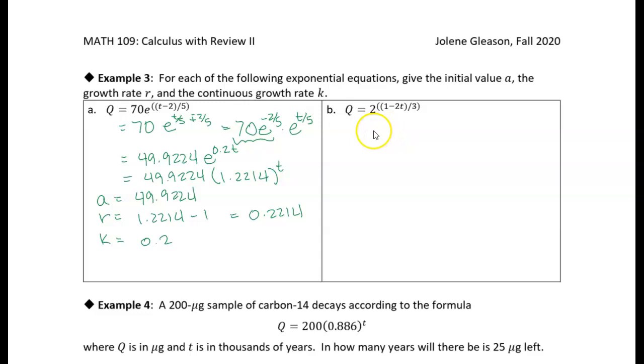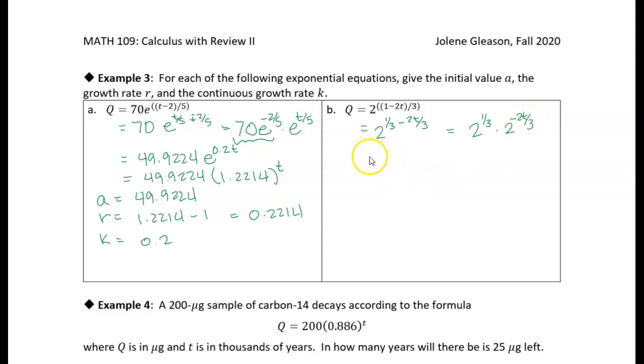All right, so we're going to rewrite this one as well. Now I've got this whole quantity, 1 minus 2t, all divided by 3. So I can rewrite this as 1/3 minus 2t over 3. And then I can write it as a product, so I can write this as 2 to the 1/3 times 2 to the minus 2t over 3.